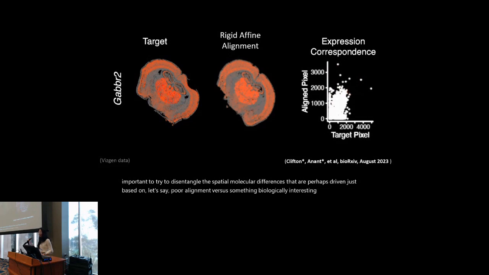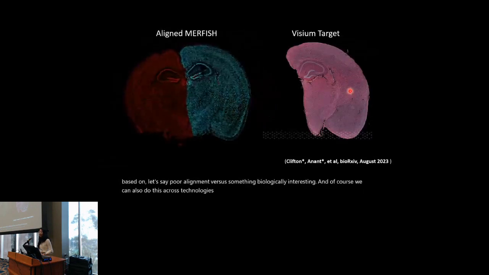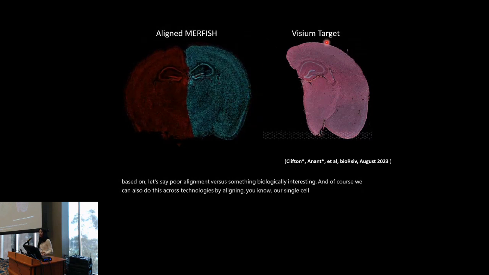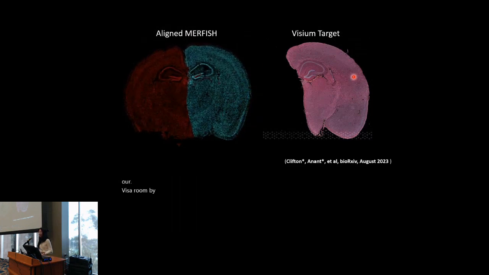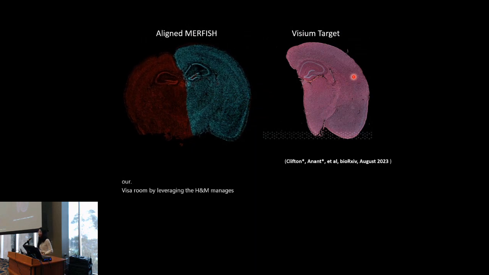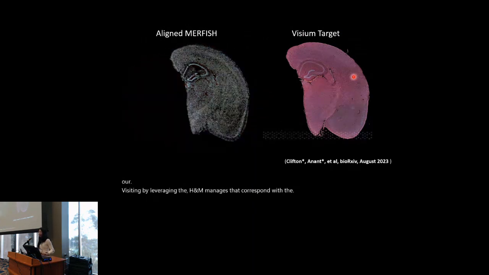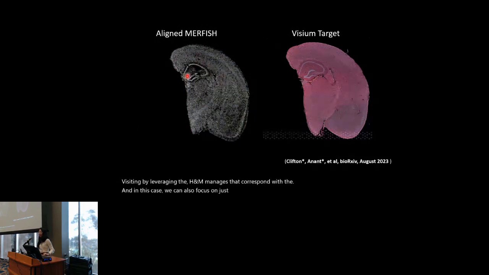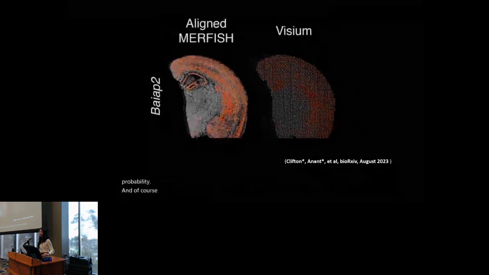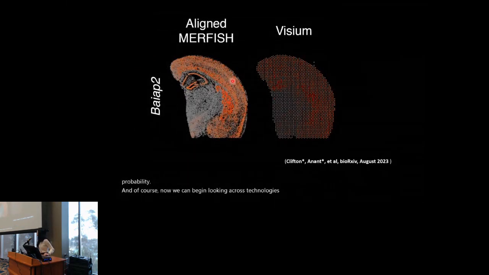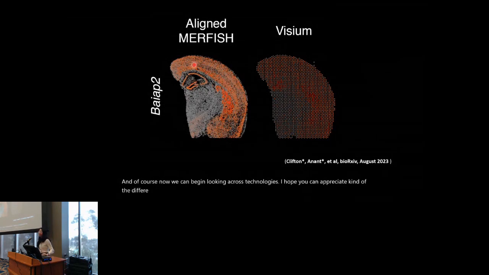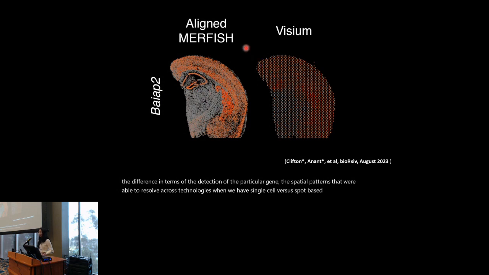Of course, we can also do this across technologies by aligning our single cell resolution MERFISH to our Visium, by leveraging the H&E images that correspond with the Visium. In this case, we can also focus on just the region of the MERFISH that aligned with high probability. And now we can begin looking across technologies. I hope you can appreciate the difference in the detection of this particular gene, and the spatial patterns we're able to resolve across technologies, when we have single cell versus spot-based resolution transcriptomic profiling.